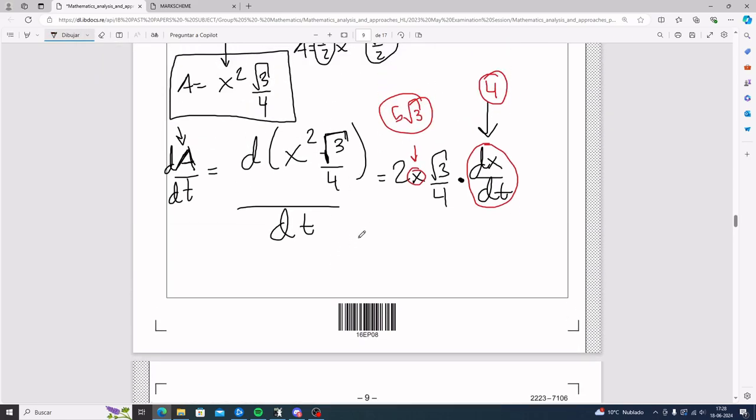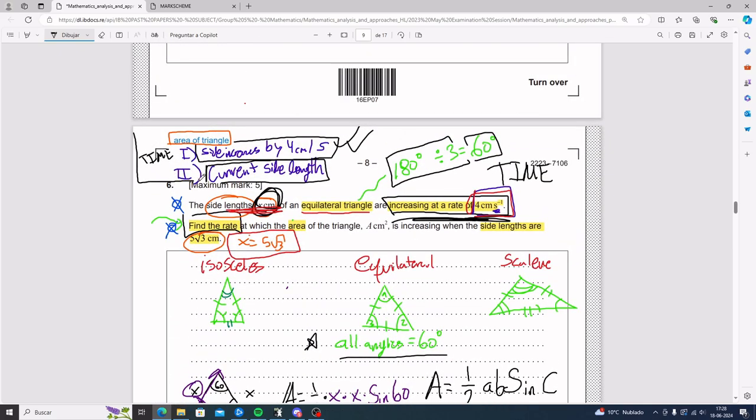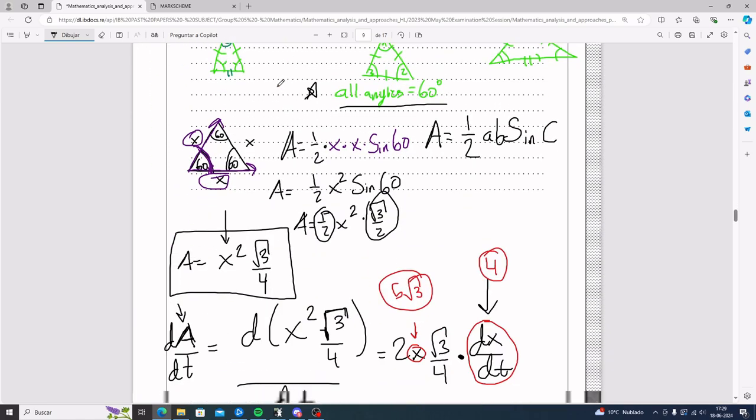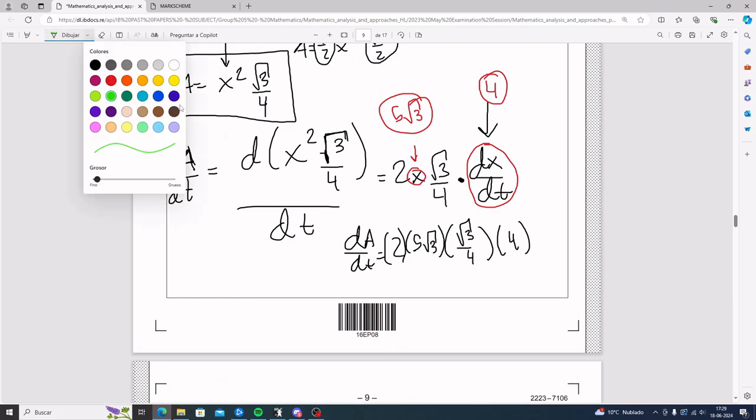You end up with 2 times 5 square root 3 times square root 3 divided by 4 times 4. See? So this looks long, this looks nasty, but go piece by piece. The hard part is over. All you really need to acknowledge was this thing right here. The area of the triangle depends on 2 things: the side length increasing by 4 each second, and your current side length. So once you do the chain rule appropriately, you just gotta solve this basically.